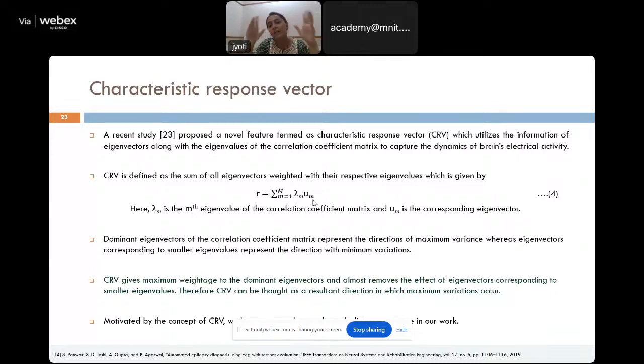So from here our motivation starts. Why are we only looking at dominant eigenvectors? Even this CRA gives maximum weightage to dominant eigenvectors. So what lies in the lesser dominant eigenvectors? We wanted to explore that also. In our work we have explored all the eigenvectors corresponding to the correlation coefficient matrices. And surprisingly, the result was completely different, which we will see.